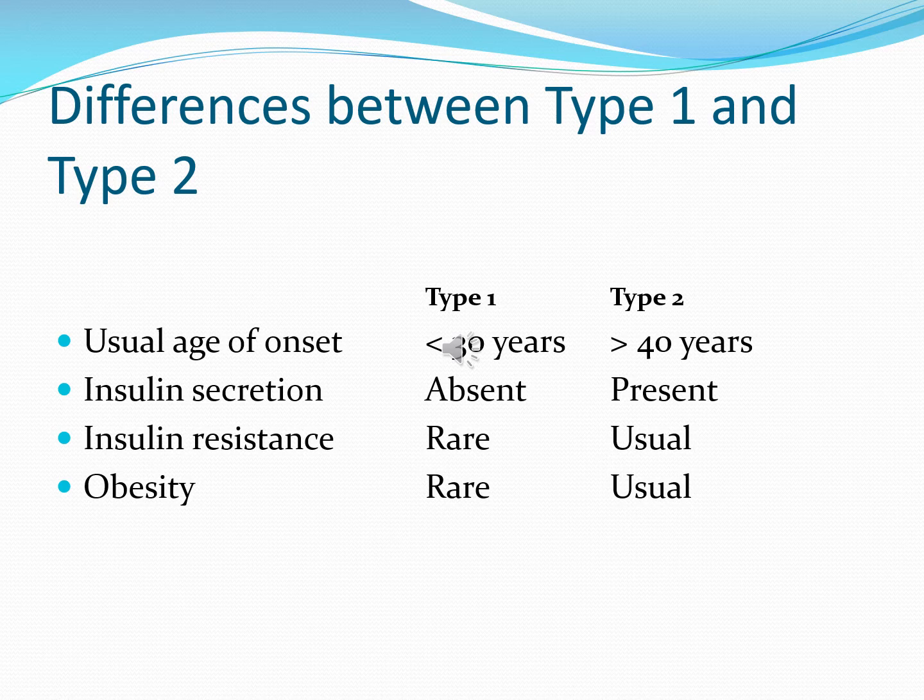So this slide quite nicely summarises the difference between type 1 and type 2. Usual age of onset, type 1 less than 30, type 2 greater than 40. Insulin secretion is completely absent in type 1, but it's present but sometimes impaired in type 2. Insulin resistance is rare in type 1, but it's common in type 2. And obesity is rare in type 1. Indeed, these patients often are quite thin, but it's common in type 2.